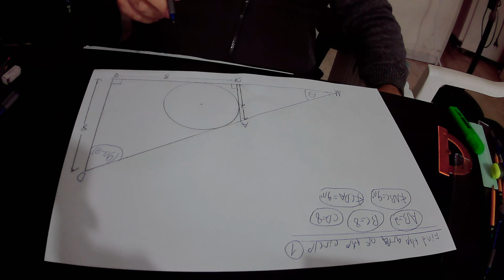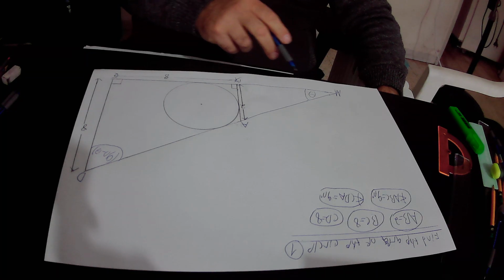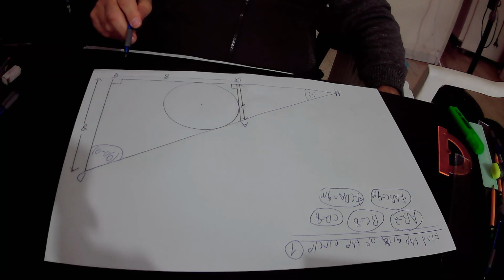Why? Because 90 degrees minus theta plus theta equals 90 degrees, and 90 degrees plus 90 degrees equals 180 degrees. That is the sum of the angles in any triangle. Okay.